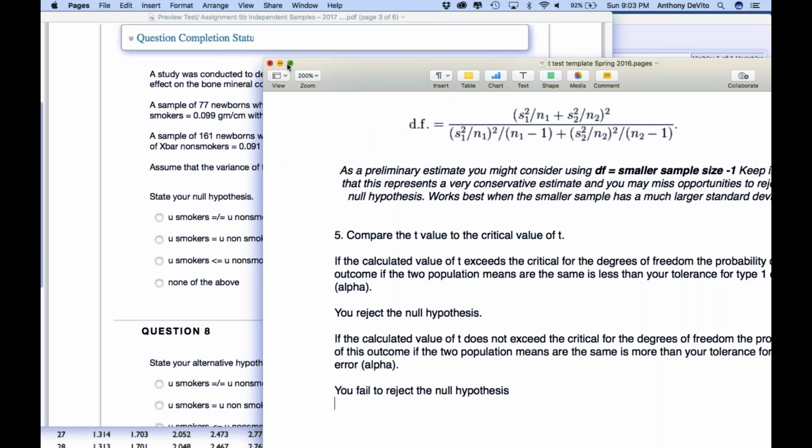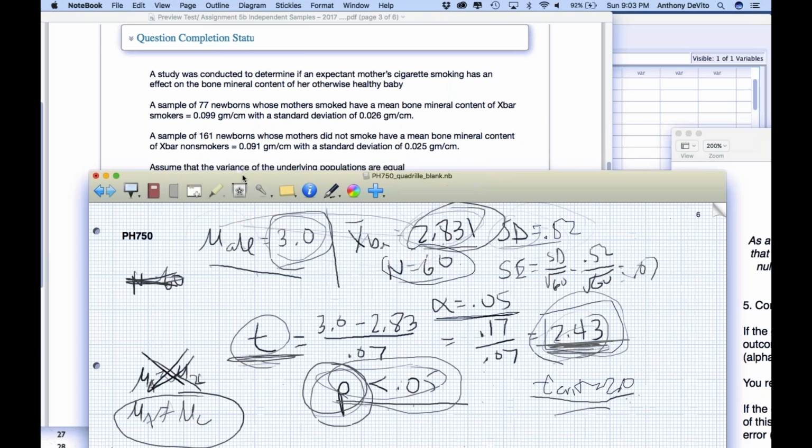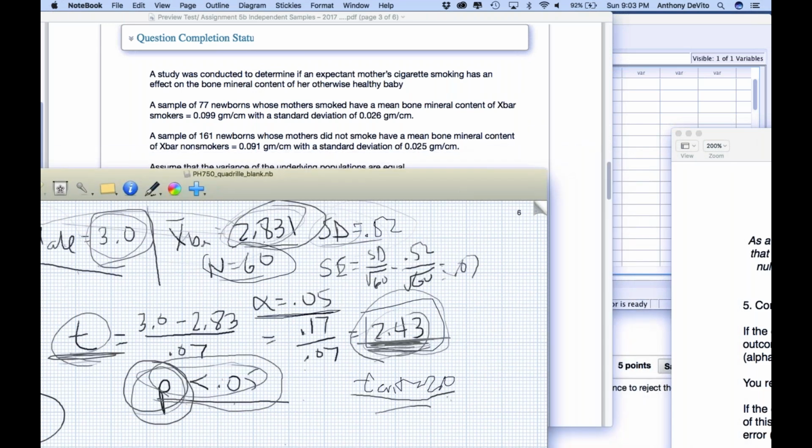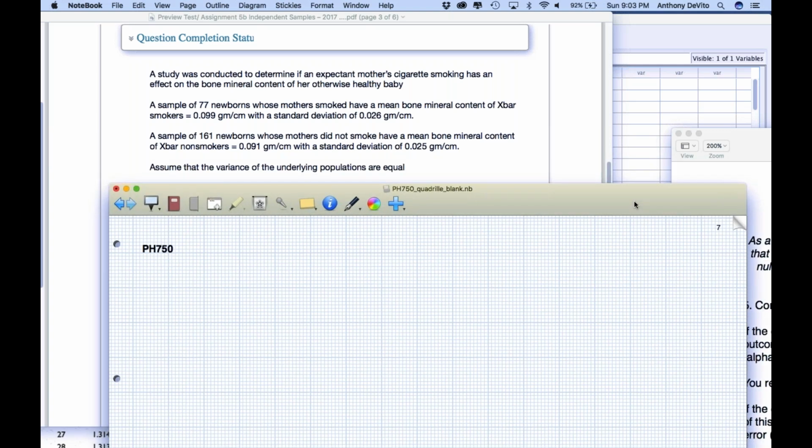Okay, let me get this out of the way here for a second. I'll move that over there. I need this so I can write down all my stuff. I don't have to go back to that.